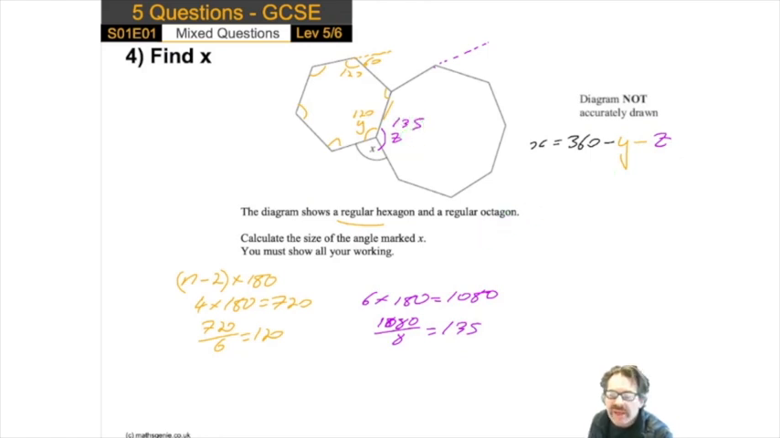So to find my angle x now, I can say x equals 360 minus 120 minus 135, which is going to be the same as before, 105.